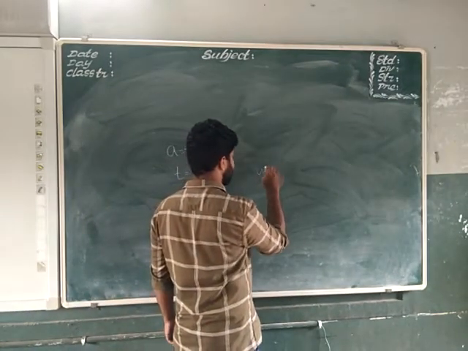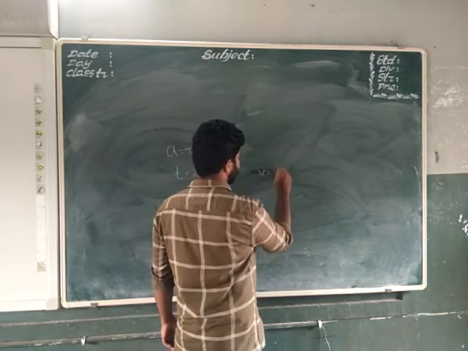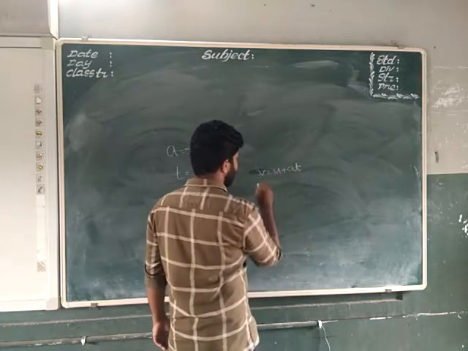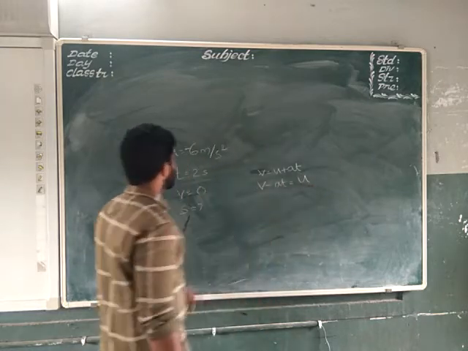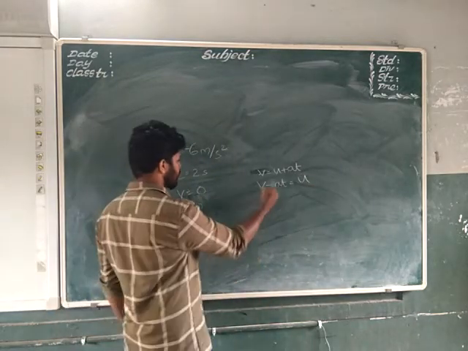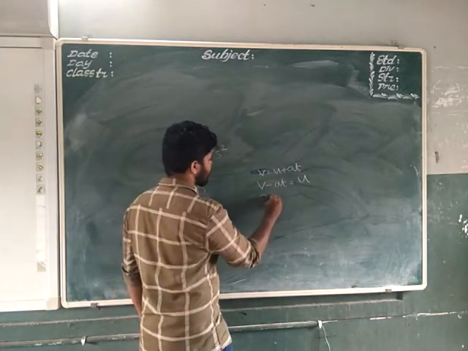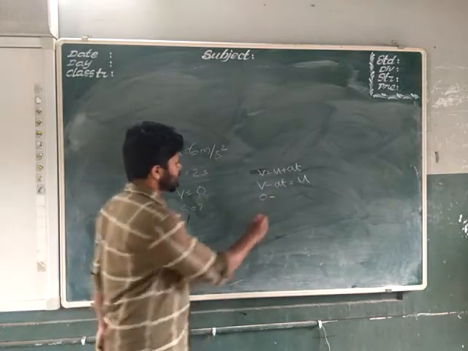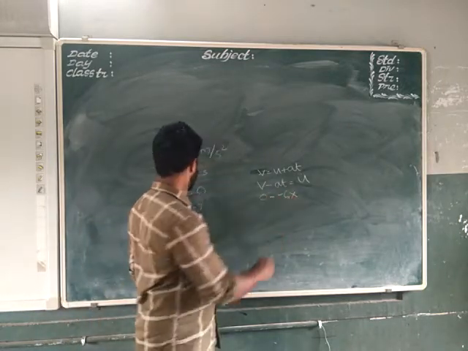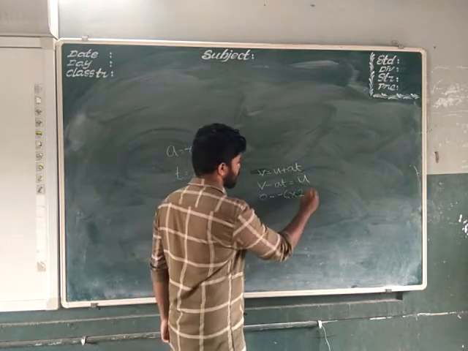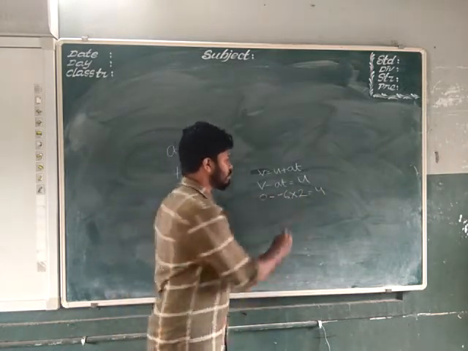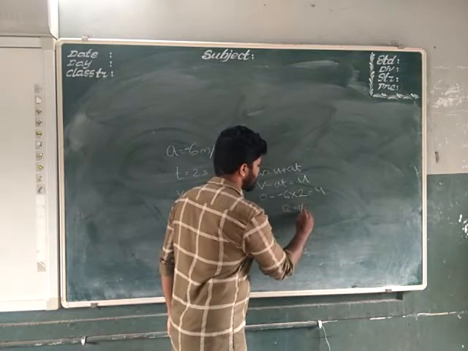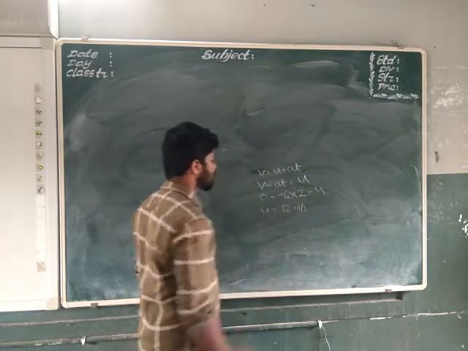v equals u plus at is the equation, or we can write v minus at is equal to u. So what is v? v equals 0. 0 minus a, which is minus 6, into t equal to 2, equals u. Minus into minus becomes plus. 6 into 2, 12 meter per second. So u is equal to 12 meter per second.